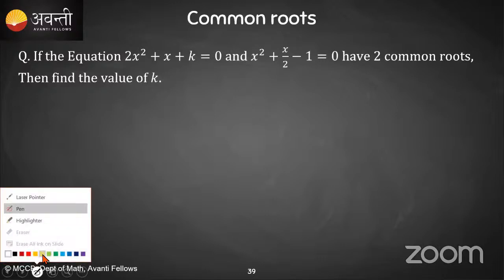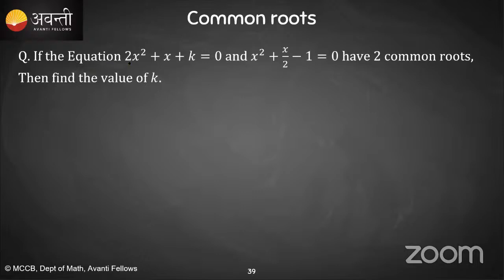Question is saying that if the equation 2x square plus x plus k is equal to 0 and x square plus x by 2 minus 1 is equal to 0 have two common roots, then find the value of k, right?